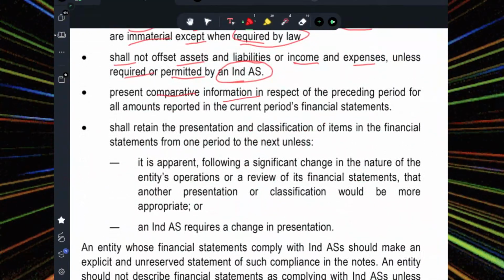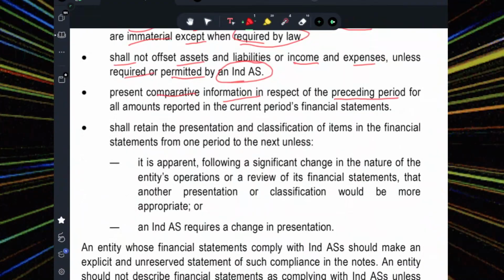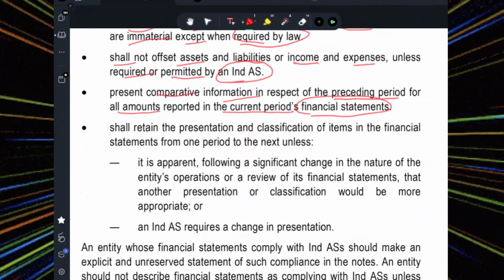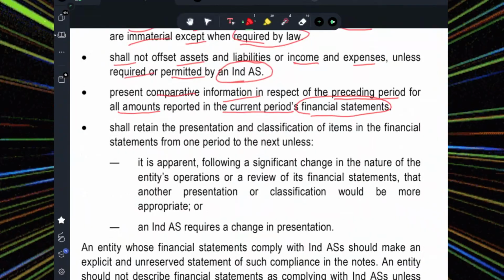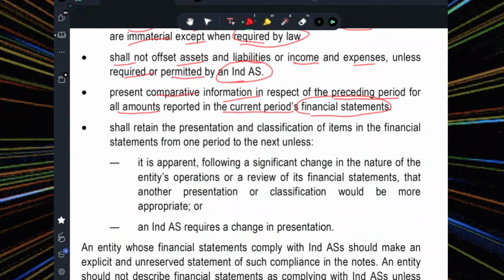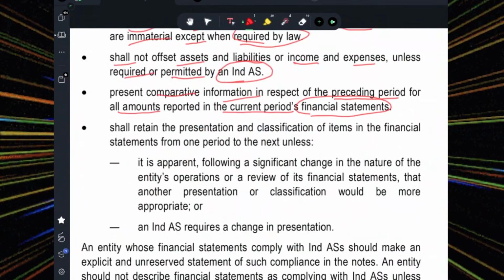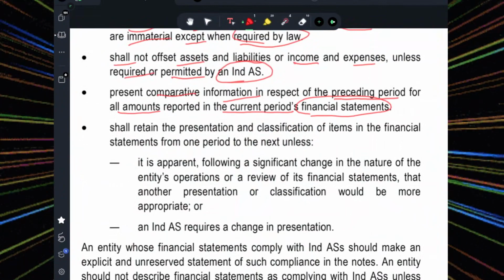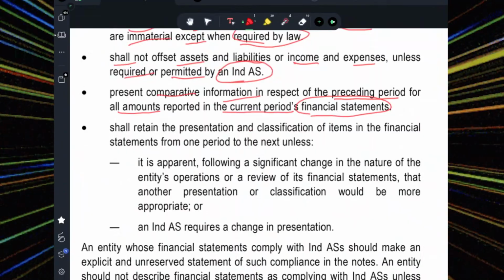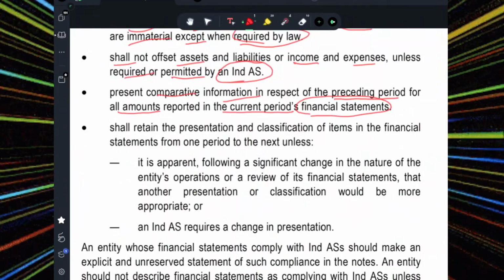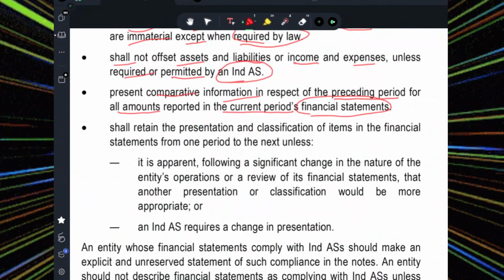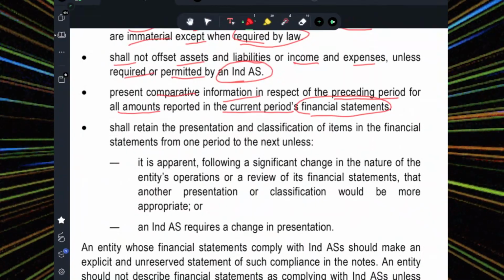Present comparative information in respect of the preceding period for all amounts reported in the current period financial statements. What does that mean? Balance sheet comparison, P&L comparison, with respect to the preceding period, the previous year, for all the amounts reported in the current period financial statements. The previous year's financial statement should be comparable with the current year. You can't bring something new and compare it with the previous year. The previous year's balance sheet is already established; as per that balance sheet only, you can give the current year.